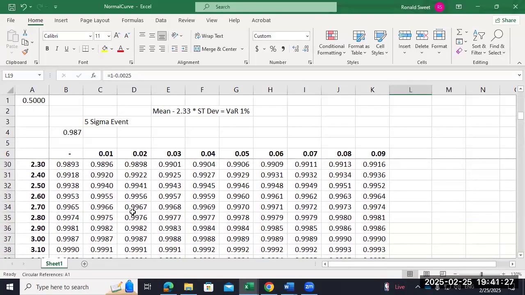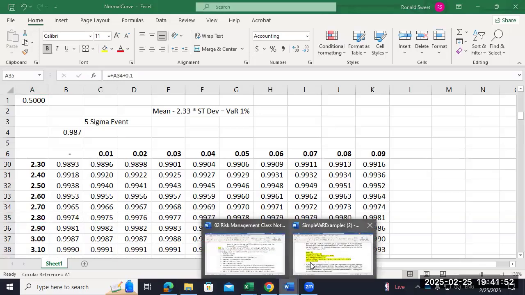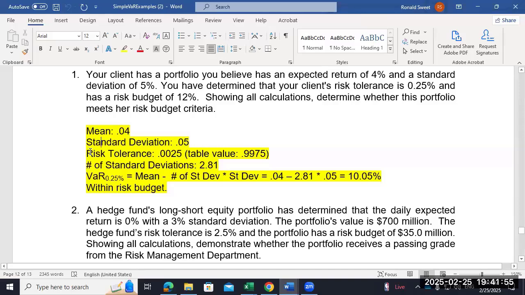You go find that one. Right there, 2.81. Everybody understand that? If I give you the risk tolerance, you're looking for how many standard deviations it is, but the risk tolerance is going to be in terms of the left side of the tail, but the table is giving you the right, so you have to take 1 minus that. So we're looking for a 2.81 event. So your risk tolerance is going to equate to a 2.81 sigma event. So your VAR is the mean. Your mean was, this doesn't say mean, does it?